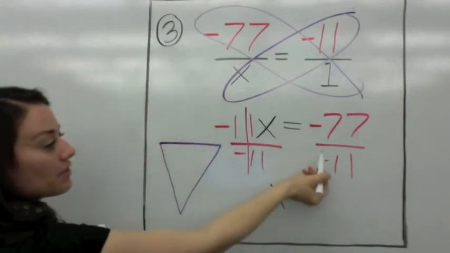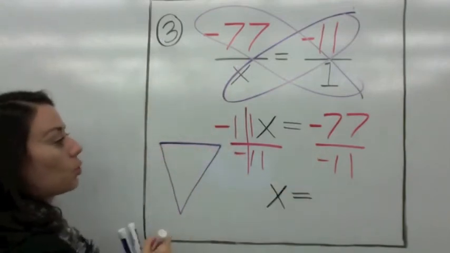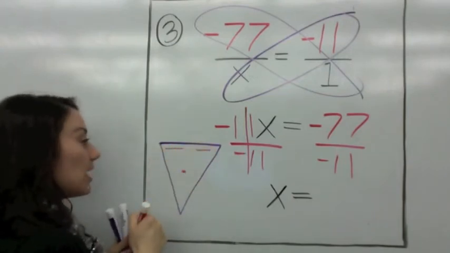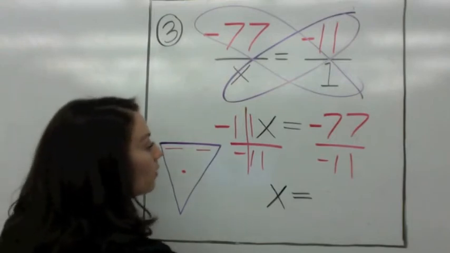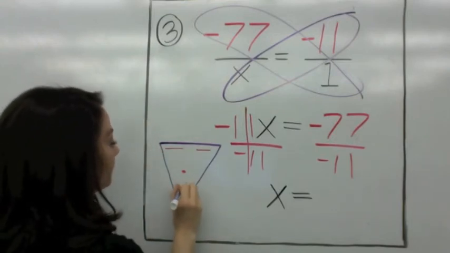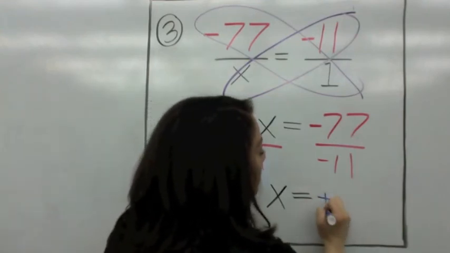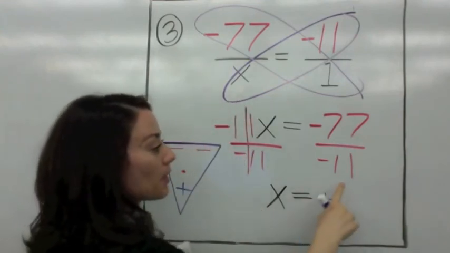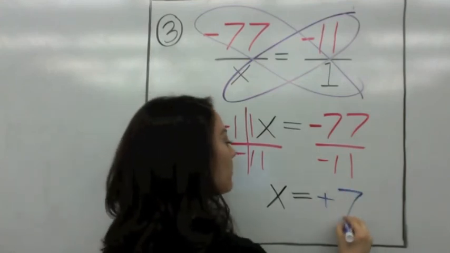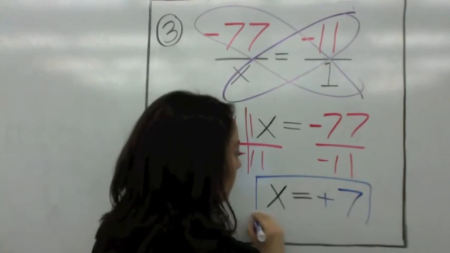Okay, so you have a negative 77 and a negative 11. Watch how this works. A negative divided by a negative is, what is it? It's positive. Okay, so now this is going to be positive. Let's skip count by 11. You know what it is. What is it? Positive 7. That's right. Go ahead and get that down.